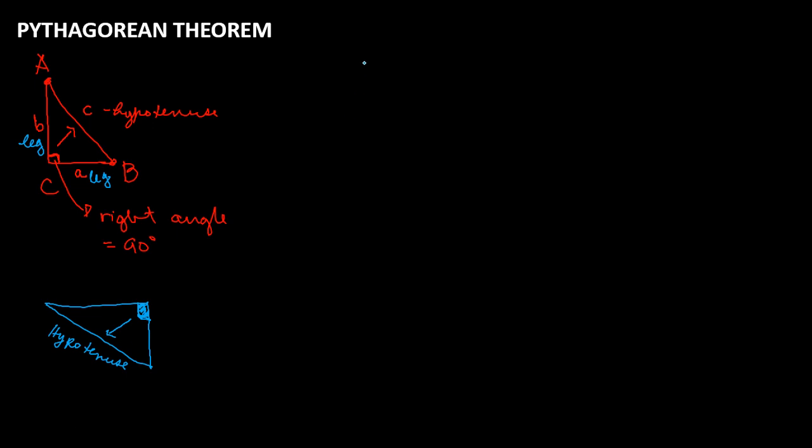Another example here with a different orientation. Let us say I have here a triangle. And you are asked again to look for the hypotenuse. So as we have said, look for the 90-degree angle first and look for the opposite side. And that is the longest side of the right triangle, the hypotenuse.